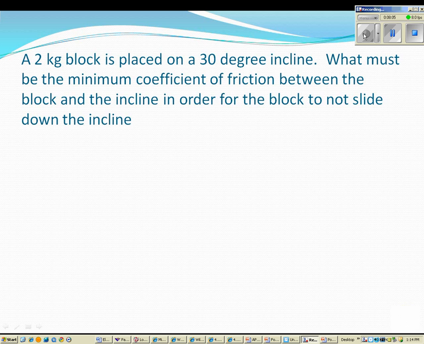This is a coefficient of static friction problem. A 2 kilogram block is placed on a 30-degree incline. What must be the minimum coefficient of friction between the block and the incline in order for the block to not slide down the incline? So I want everybody to pause the video, draw the picture, see if they can draw what the forces are, and we'll go from there. So everyone go ahead and pause this video.